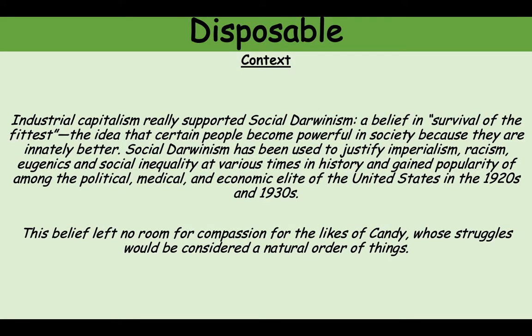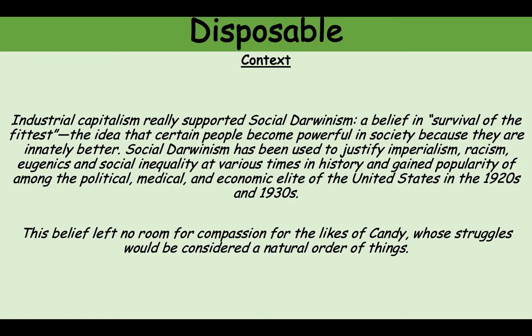And you might link this to this whole idea, this whole belief system in social Darwinism. And there's an argument that industrial capitalism really supported this idea, and it's basically a belief in survival of the fittest. The idea that certain people become powerful in society because they are innately better. And this really was used to justify such things as imperialism, racism, eugenics, social inequality, at various times in history, and as well during the 1920s and 1930s.